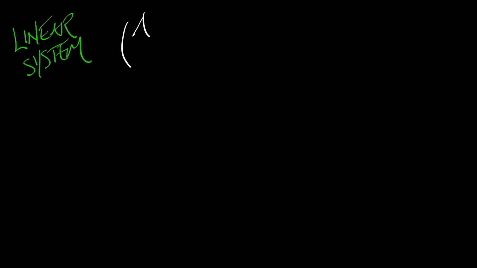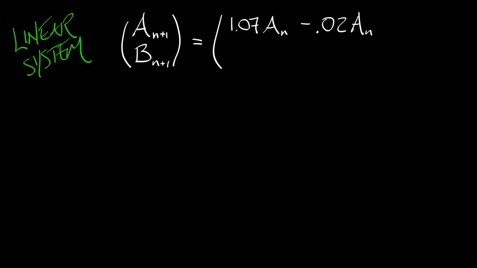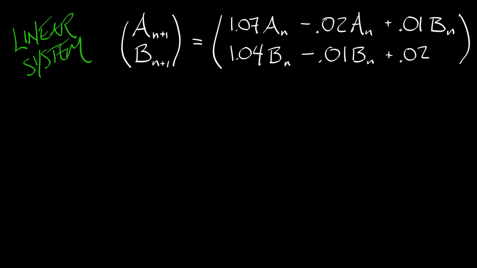An and Bn are going to be the number of customers for company A, company B at time n. Our system is An plus 1, Bn plus 1 equals what? Well, An plus 1 is going to be 1.07 times An. That's that 7% increase. But then they lose 2% of their customers every year, minus 0.02 An, but they gain 1% of company B's customers, plus 0.01 Bn. Same thing for Bn plus 1. It's 1.04 Bn minus 0.01 Bn plus 0.02 An.